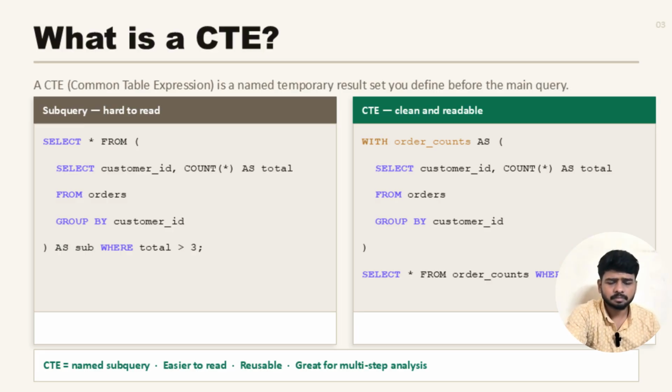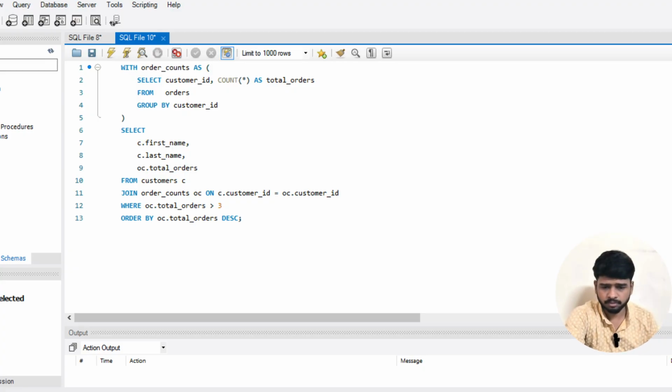So here is the code. You just shift to Workbench. See, with order_counts AS, your WITH tells MySQL that it is a CTE, so behave like that, right? So SELECT customer_id, COUNT(*) AS total_orders FROM orders GROUP BY customer_id, right? This particular code will be known as order_counts. Whenever you want to run this code, just call it as order_counts, and it will work, right? Where will we use it? Below it, right?